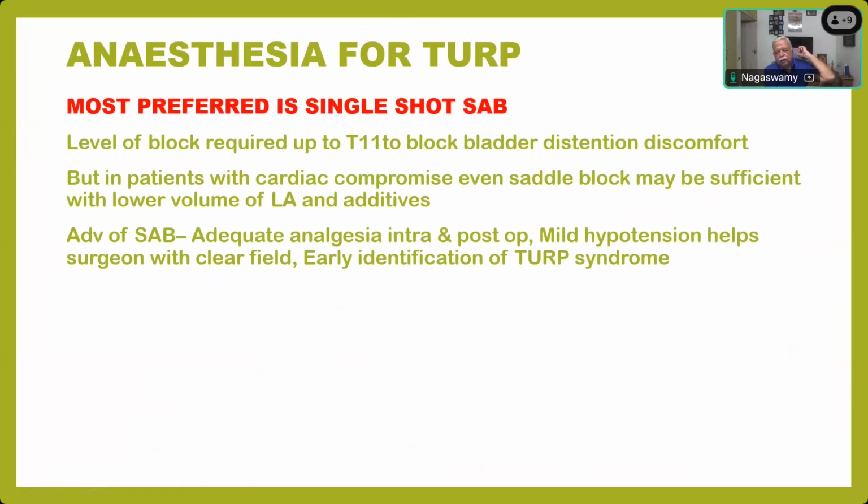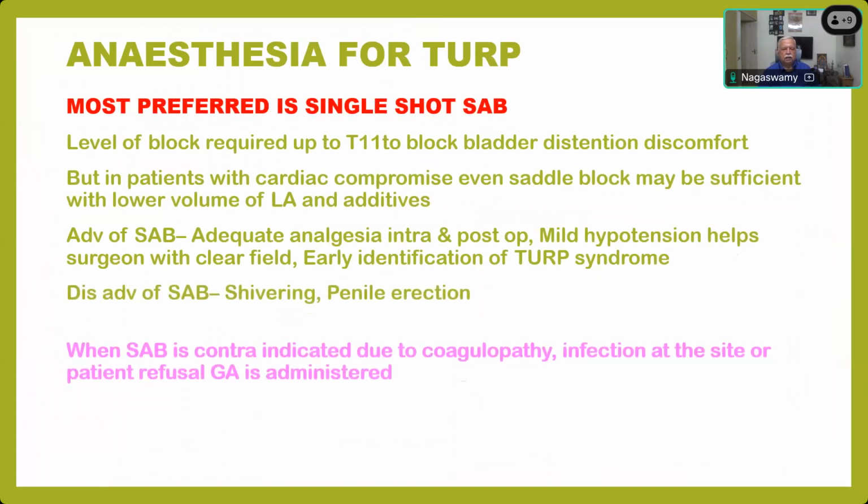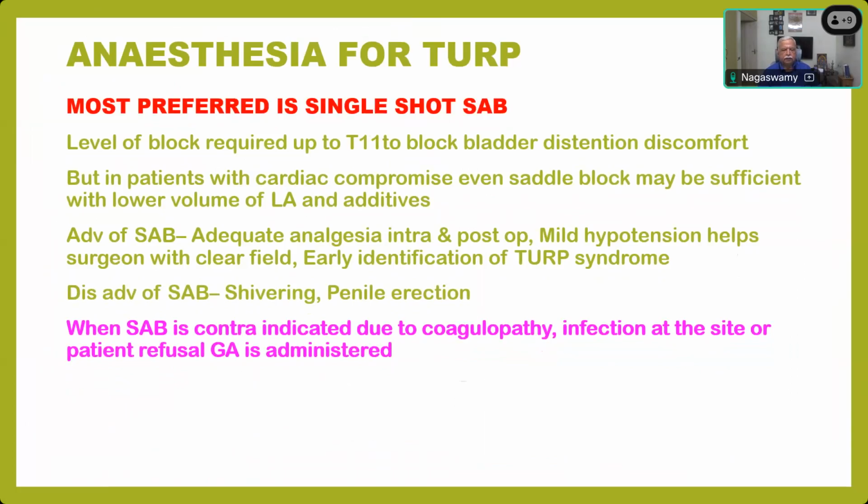They will ask you what is the nerve supply to the prostate, and it is mainly the sacral S2, S3, S4 segment. Then they will ask you why you want a block up to T11. The answer is because of the irrigating fluid, there will be stretching of the bladder. So bladder discomfort is avoided only when the block is above the umbilicus. And advantages and disadvantages she mentioned.